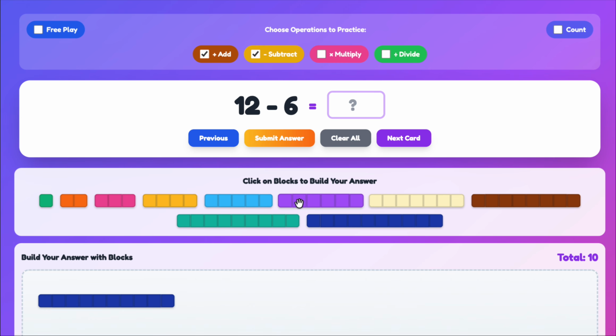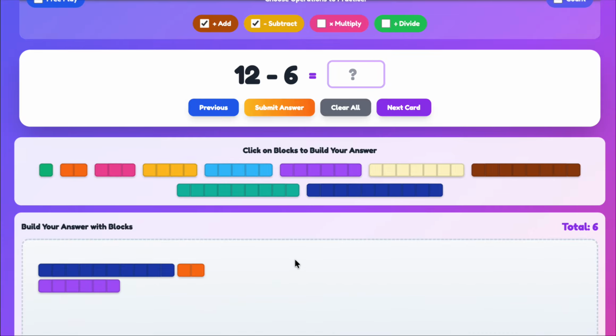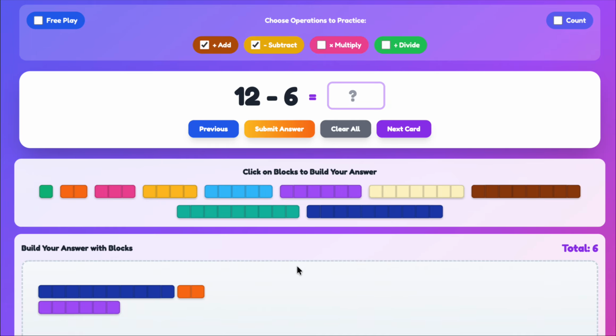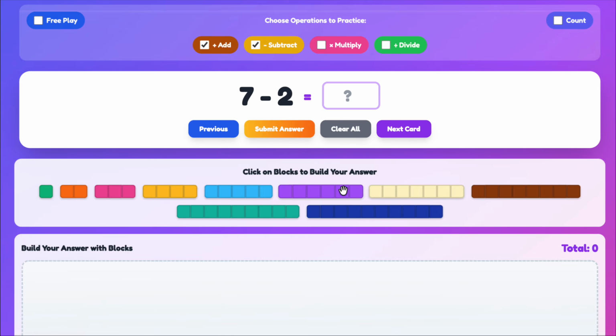12 take away 6. I put the wrong one here. It should be 12. Hang on, clear. I put 16. It should be 12 take away 6. I was wondering why that 6 was there. And you can see the difference is 6. So we put 6 there. 7 take away 2 is 5. And if you wanted to look at it differently, you could put the 5 there, right? 7 take away 2 is 5. Well, if I put the 5 there and I get rid of the 2, I'm going to see that 7 take away 5 is 2.